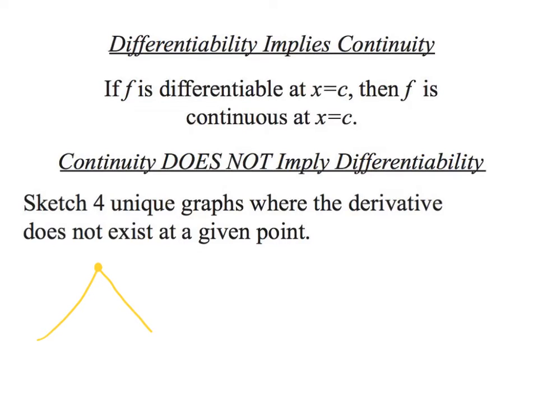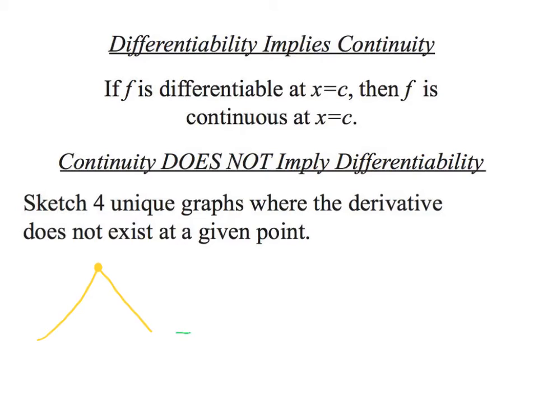And here's an example of continuity, but it is not differentiable. So this is an example of why this is true right here. If it is differentiable, it implies it's continuous. It's always true, but this one is not. And here's an example of that. The next example I want to show is this one.